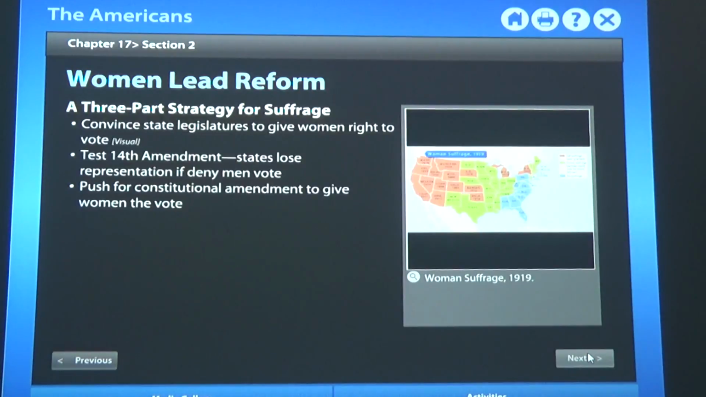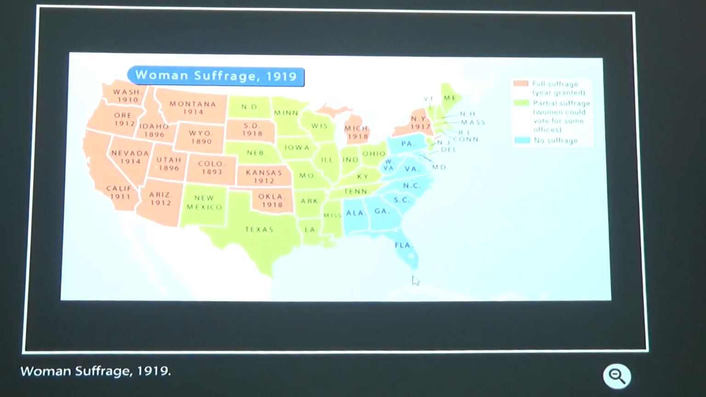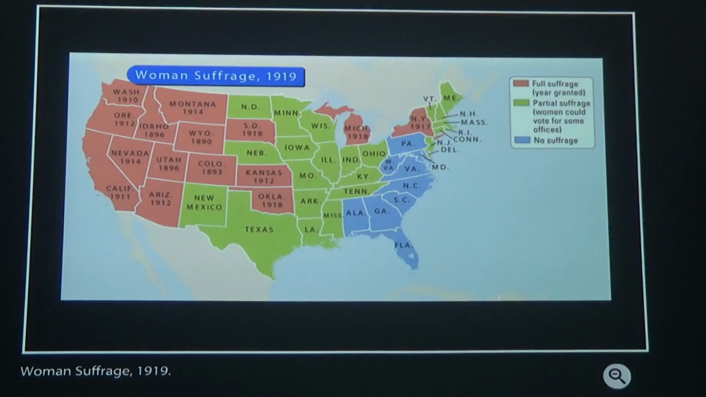The strategy for women to get the right to vote was to convince state legislatures first to give women the right to vote. So if each state allows women to vote, then eventually the federal government will have to allow that too. They also want to test the 14th Amendment, which says if you can't deny men the right to vote, why should you deny women the right to vote? And finally, the constitutional amendment to give women the right to vote, which does happen by 1919. Here's a map that shows women allowed to vote out west first, some out in the Midwest, and no suffrage specifically in the southern states, where they didn't think women should be seen as equals, I guess, politically speaking.